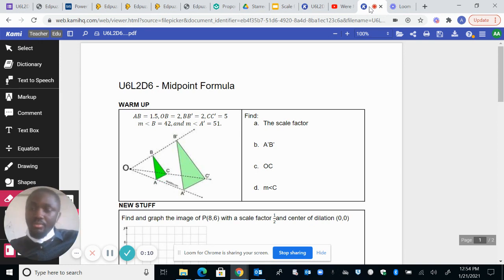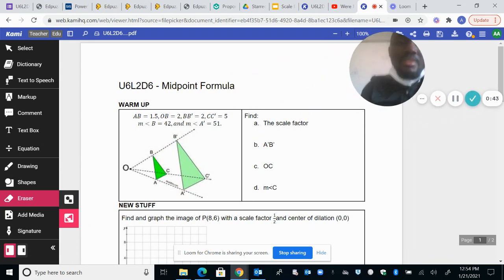This is another opportunity for us to move on in our Unit 6. So today we're going to talk about the midpoint, so we're going to see the midpoint formula. But before then, yesterday we talked about center of dilation on the coordinate plane, when the center of dilation is at the origin. Today we're going to see when the center of dilation is shifted away from the origin. But before then, we're going to also recall our knowledge of scale factor.